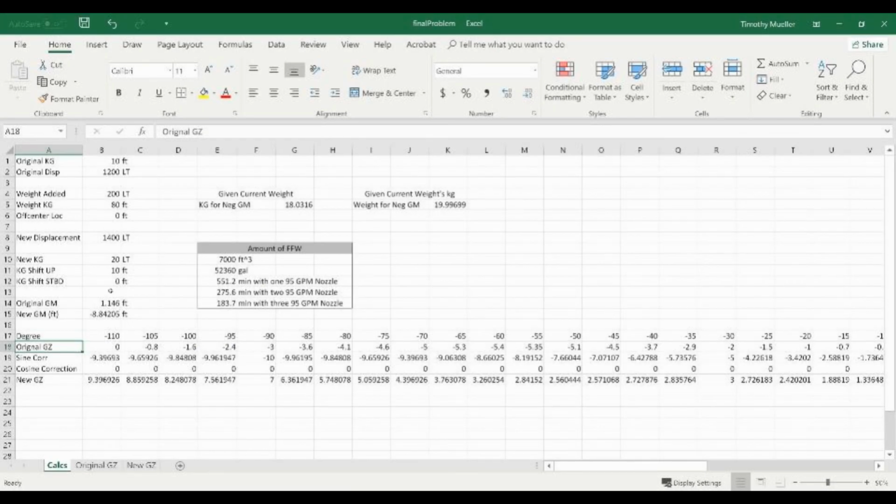When you get this spreadsheet, just kind of play around with all the different weight additions, add weight high, add weight low, add it to port, add to starboard, and see what happens. Do your own calculations on pen and paper and see if you get the same numbers that it gets here.